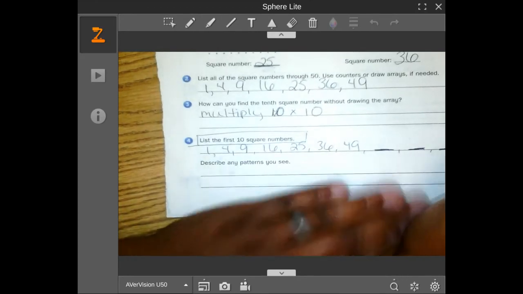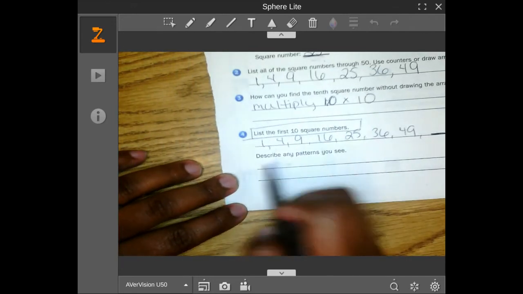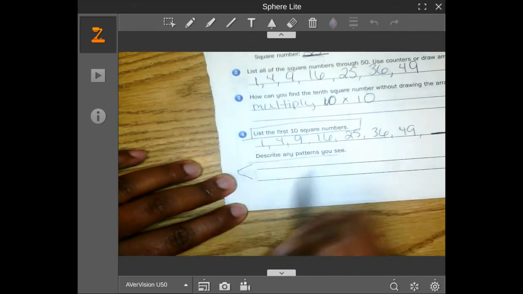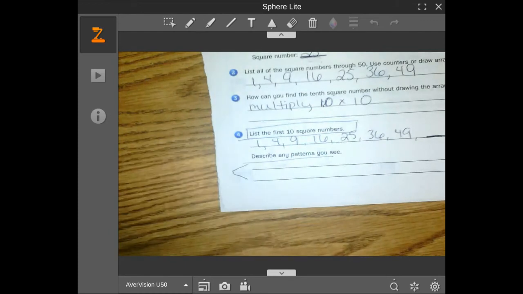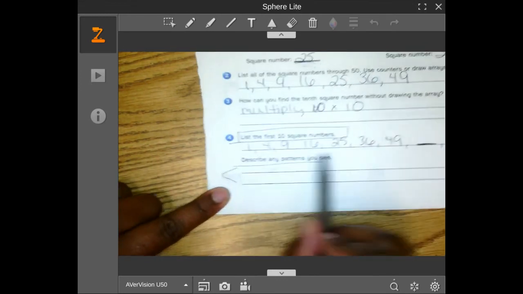I want to see if you can find the next 3 on your own, and then tell me about any patterns that you see. Describe any patterns that you see for these 10 numbers. For example, are they all odd numbers? Are they all even numbers? Does it change? Do the numbers increase by odd numbers? Give me some examples of any patterns that you see in these numbers.